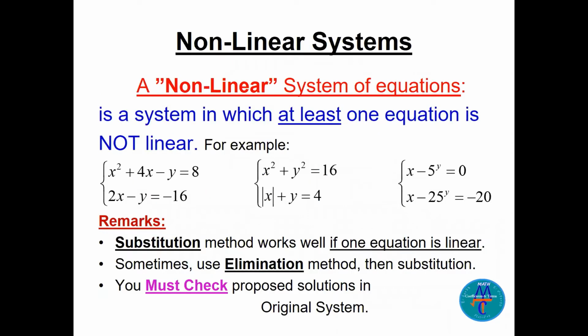What is a nonlinear system? A nonlinear system is a system in which at least one equation is not linear. So we can have 2 equations, 3 equations, 4 equations, 10 equations. If at least one equation is not linear, we call it nonlinear, like this one here. See, the second one is linear, the first one is not linear. Same thing here.